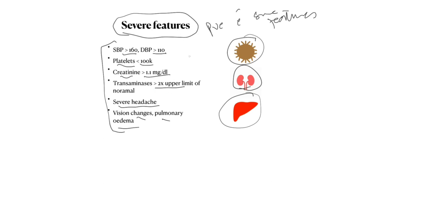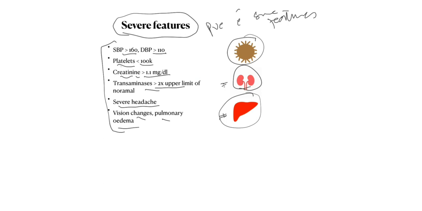And we talked about the pathophysiology, why these systems are affected. So for the creatinine, we talked about how it causes vasospasm, so decreased flow towards the kidney. And here the transaminases, because of the vasospasm, there is decreased flow towards the liver, and they can cause inflammation. With decreased flow, ischemic hepatitis can happen.